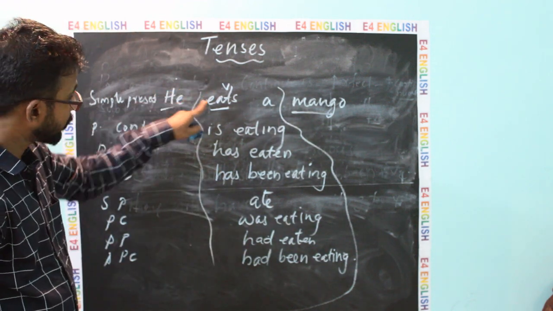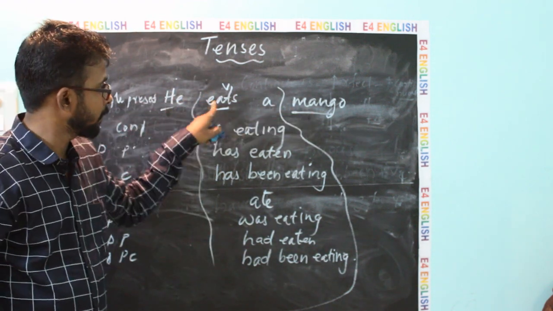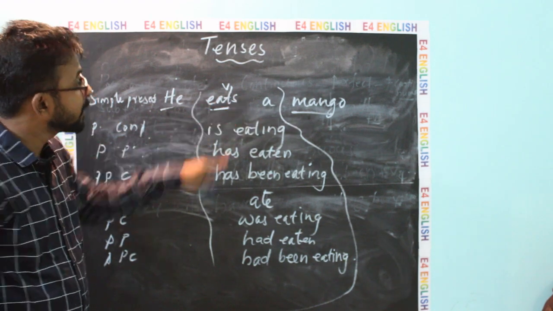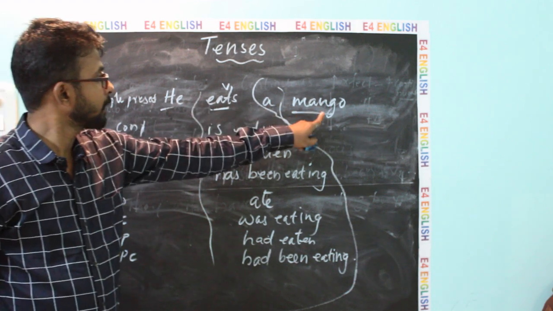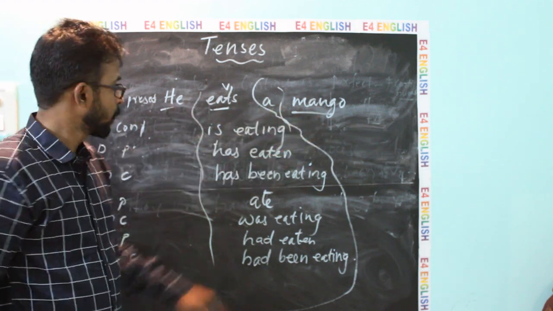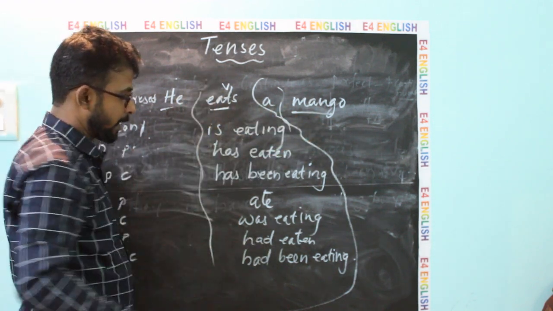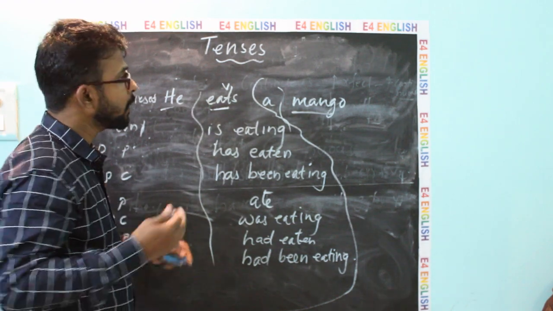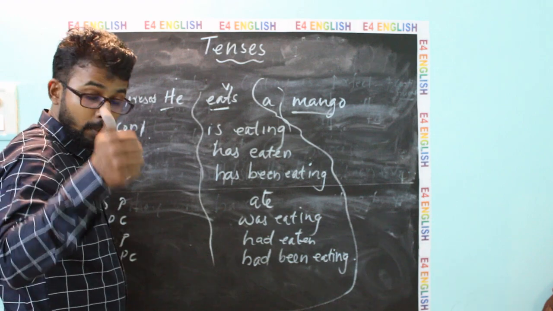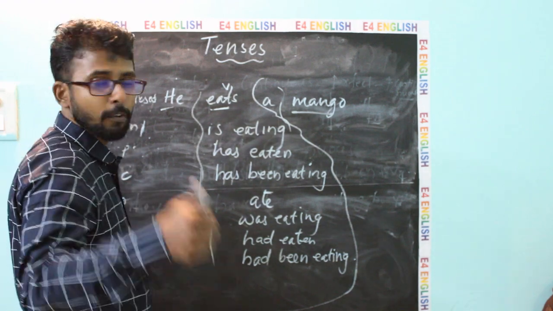That means only take one subject and one object, and make the change in the verb. Only the verb is changing, so let the subject and the object be the same. If you master this area, that means if you can solve the 12 tenses without any hesitation, you can think that you have mastered the verb.